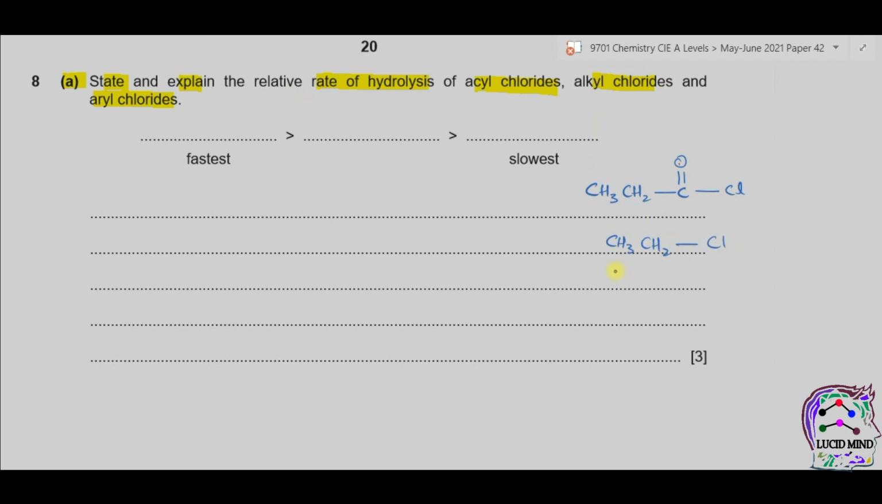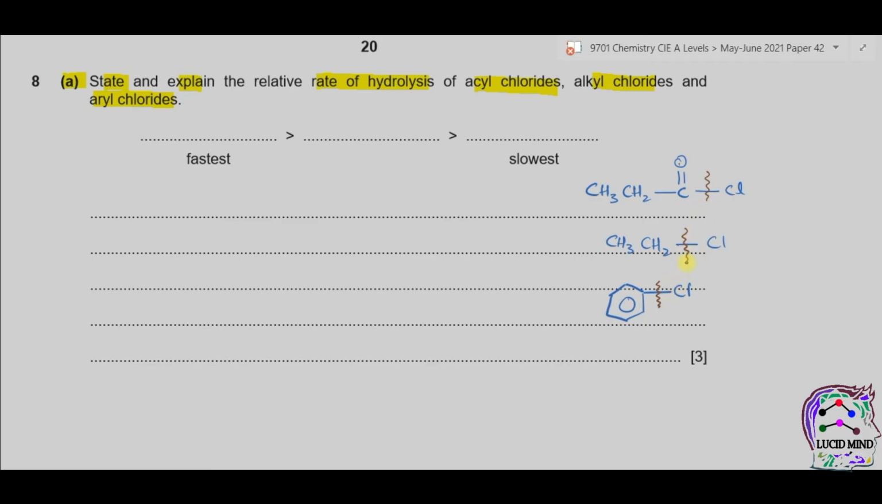Third one is aryl chloride. In aryl chloride, a benzene ring is present, with Cl. Now we have to find out the hydrolysis. In hydrolysis, the carbon-chlorine bond breaks, and this part becomes carboxylic acid while this part becomes HCl. Similarly, in this one, the carbon-chlorine bond will break and we have alcohol plus HCl. In chlorobenzene, the carbon-chlorine bond will break and phenol along with HCl is formed on hydrolysis.